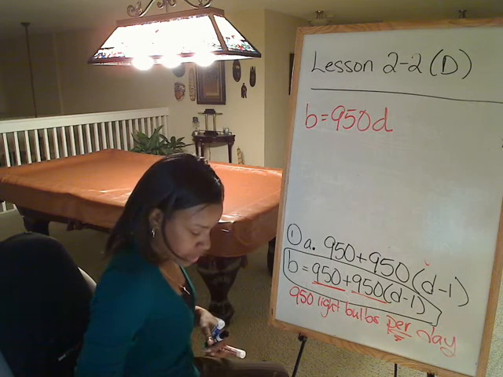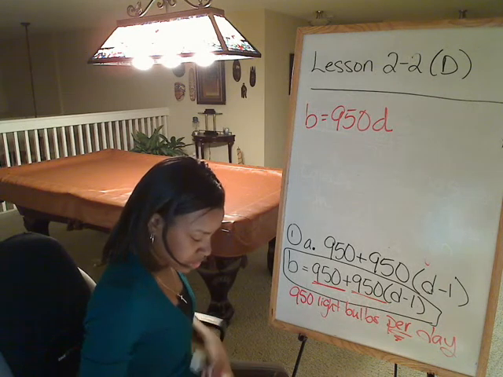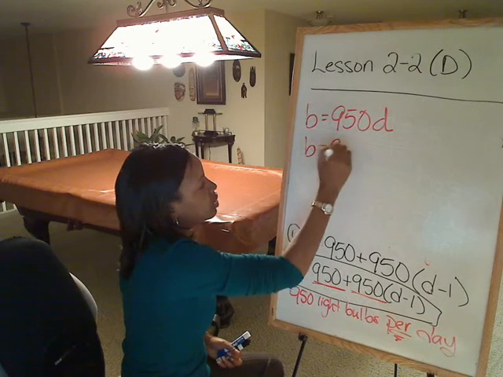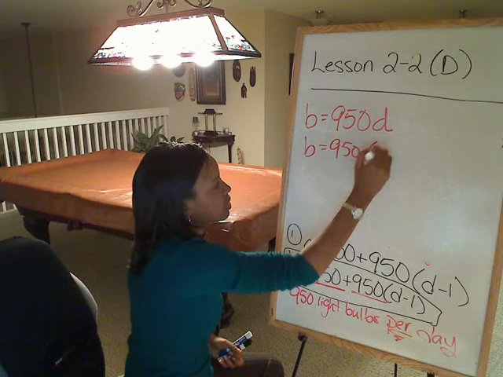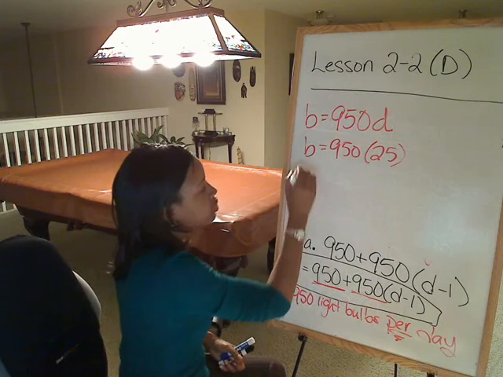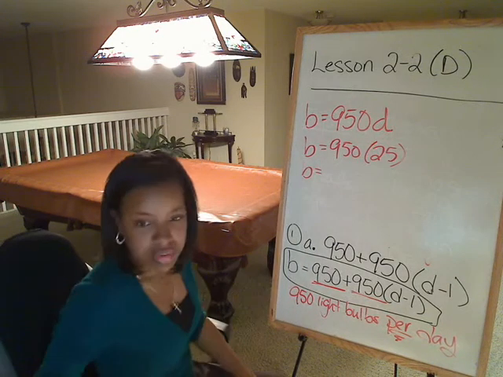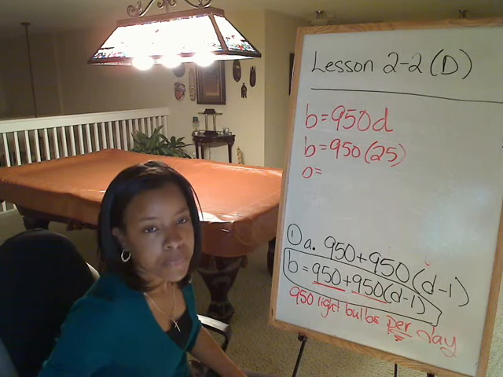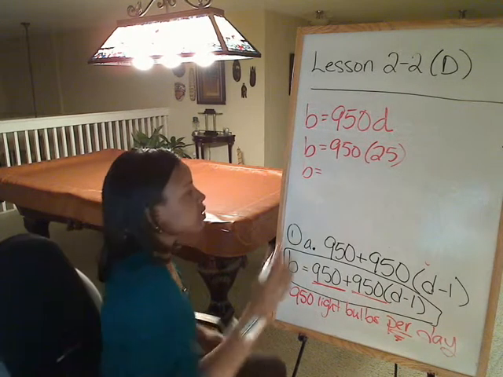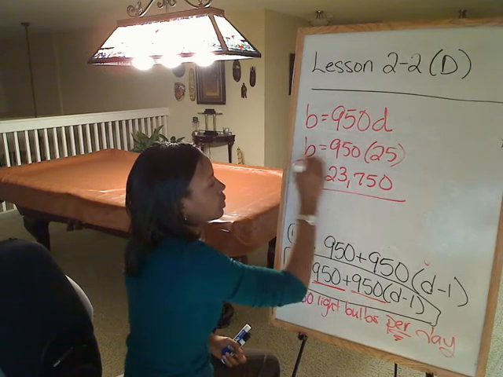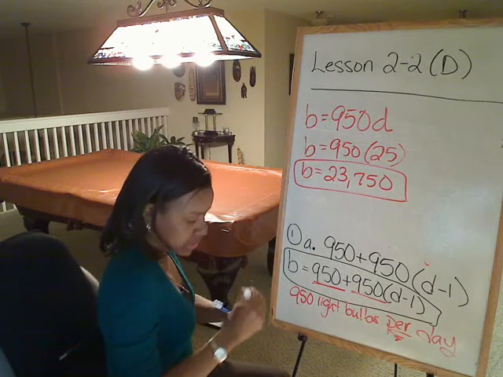Okay? So if we use that, part B says use the equation to determine how many bulbs the manufacturer will make in 25 days. So you just put in 25 for D, because that's the amount of days, 25 days. Do 950 times 25. And you get 23,750. Okay, that's how many light bulbs you get.